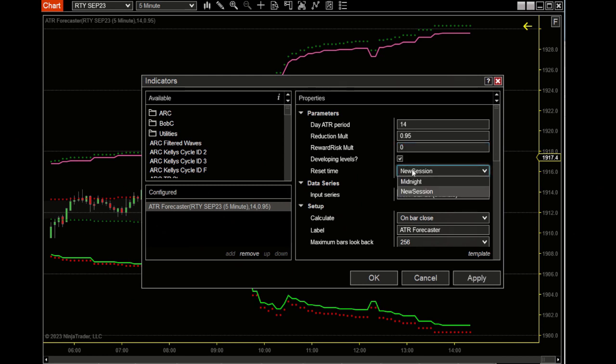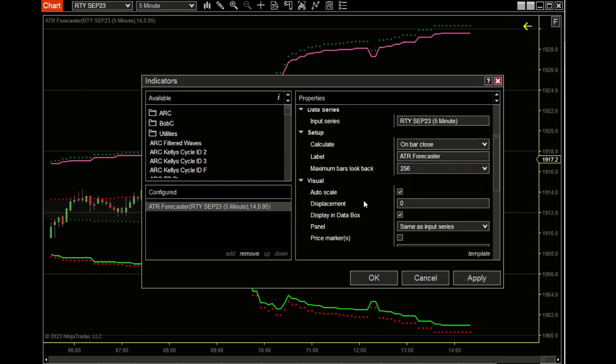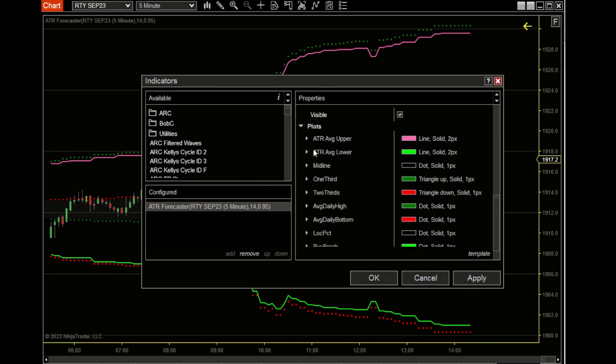You do have an option of resetting it either on the new session or at midnight. So right now this is set to the new session, and sessions are defined in your trading hours template. I'm using a default 24/5. That's why the start of the day is also the new session. And that's about it. I mean, you can change your colors.